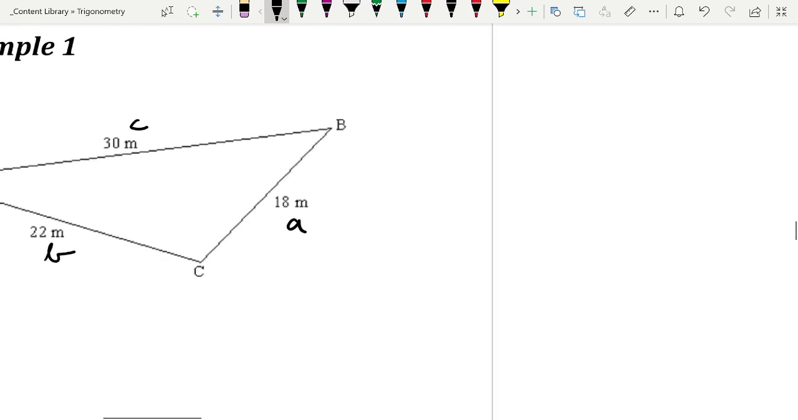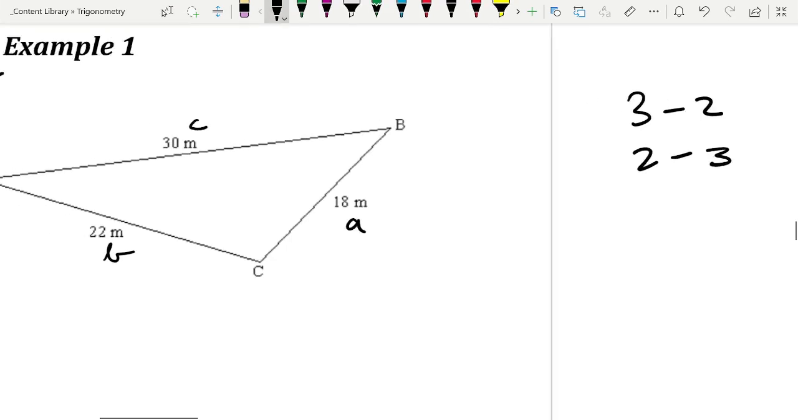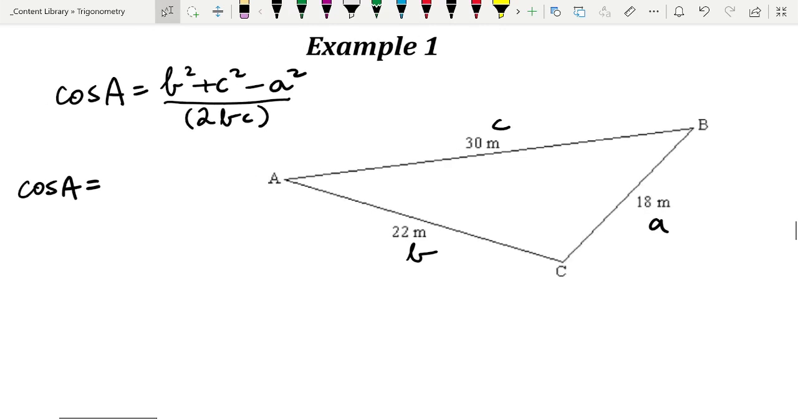Just logically speaking, 3 minus 2 is not the same number as 2 minus 3. Right? Those aren't the same number. So it matters which one is side A. B and C, if they didn't tell me which angle was B and which angle was C, it really wouldn't matter to me.